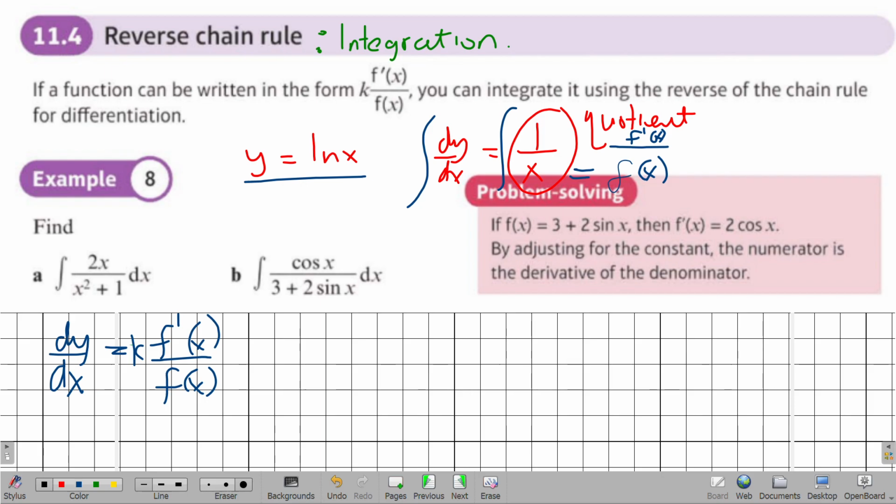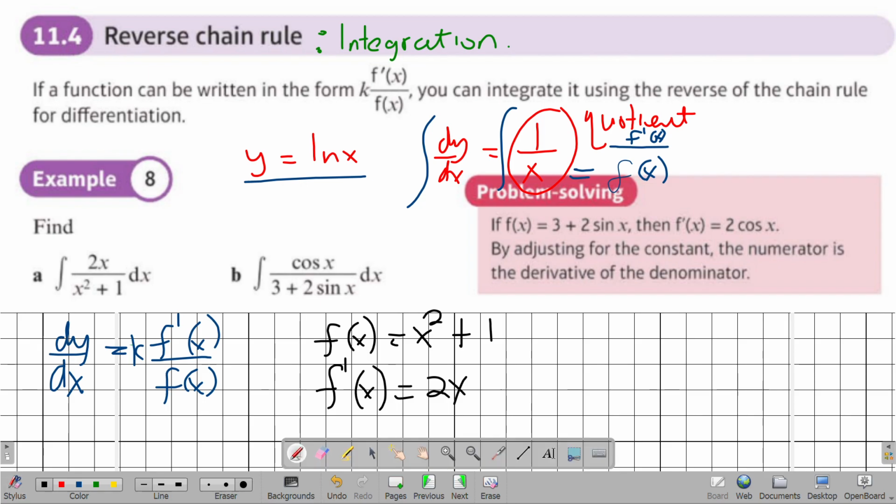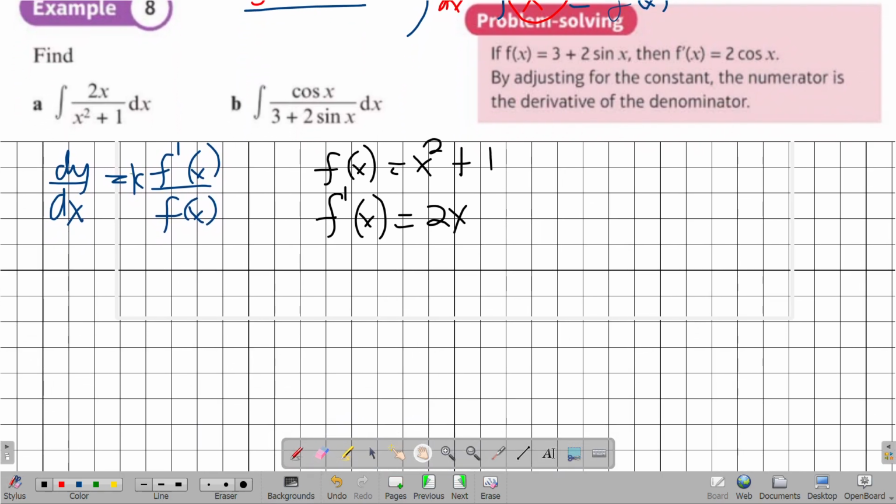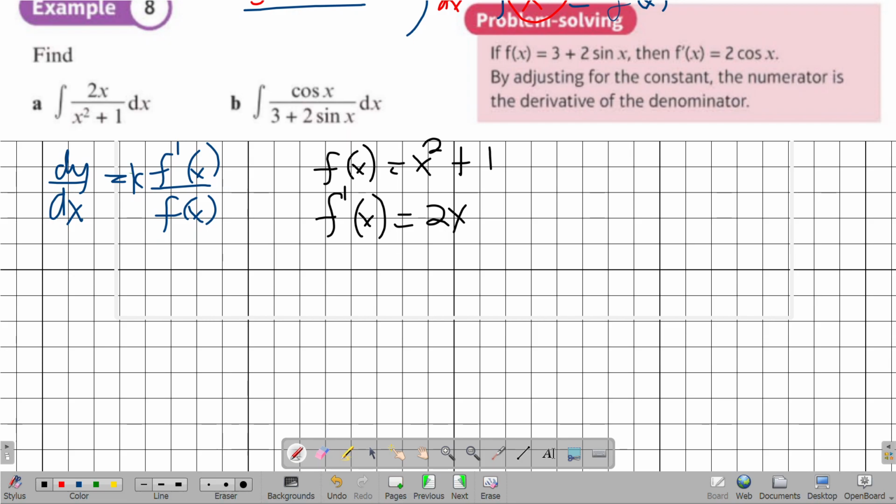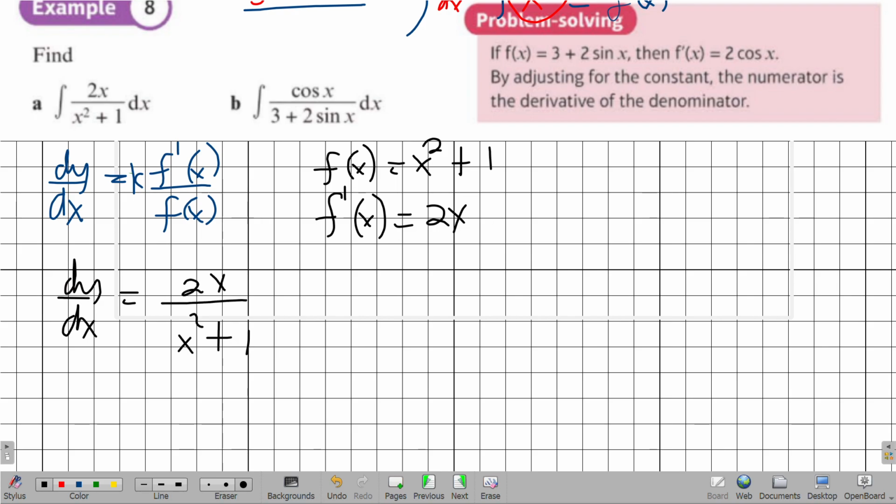If you look at the first example, if you look at the denominator, I will choose to call it f of x because it's a function in x, and it's x squared plus 1. And if I differentiate this, I'm going to get 2x. So if you look at this quotient, it is structured in that form that says dy over dx is equal to 2x over x squared plus 1. It is structured in that form.